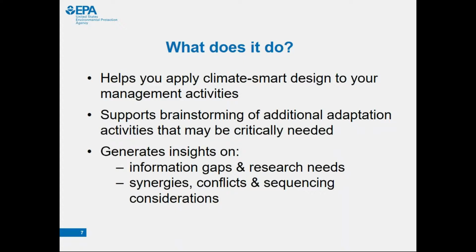And you also get insights on what starts to come up when you think in more detail about your actions. You begin to think how your action might interact with other actions in your plan. In other words, what are some of the synergies or trade-offs or conflicts that you might have between the action you're thinking about and another action? Are there any sequencing considerations where you would really need two actions to go together in order to get the outcome that you want, and they might need to be sequenced or they might need to be done together?